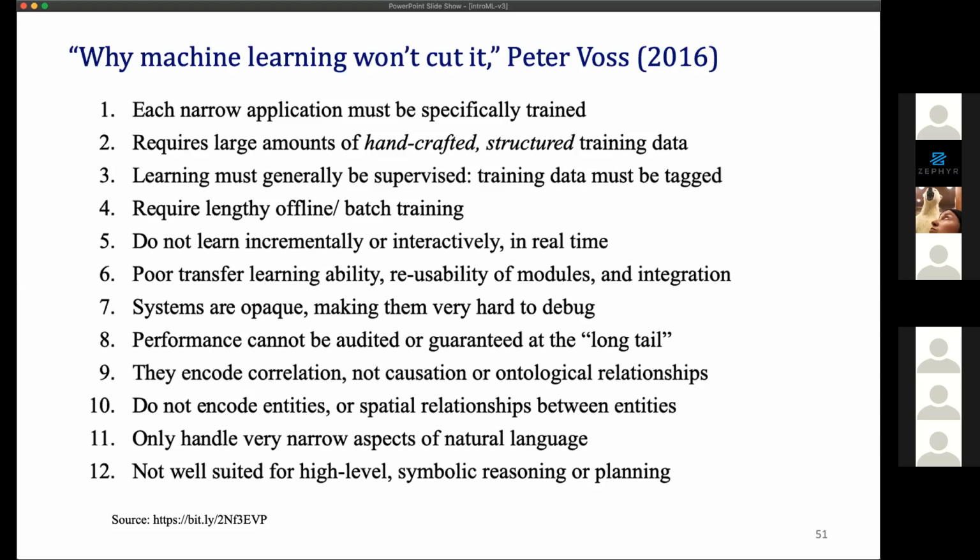Now, in our particular realm, I would argue that 10 through 12 don't really apply. I have seen some work where people are trying to build in spatial relationships, and we don't deal with natural language applications here that a lot of other ML does. And I would certainly agree that it's not well suited for high-level reasoning. I wouldn't use machine learning as a substitute for planning any more than I would say that travel models are a good substitute for transportation planning.